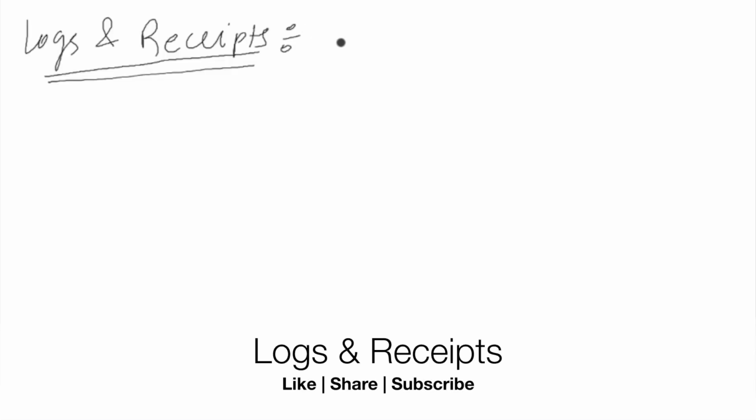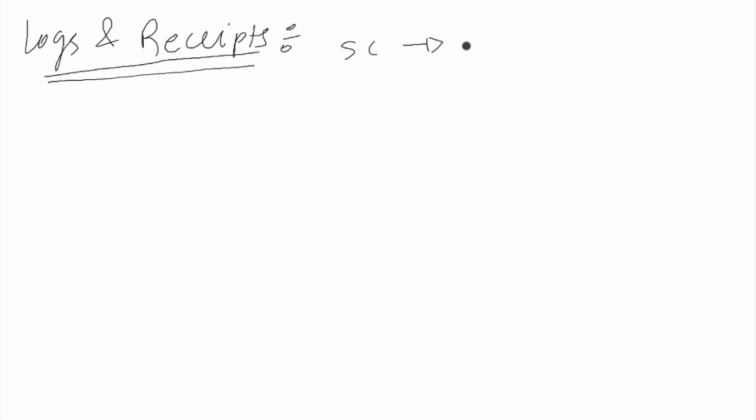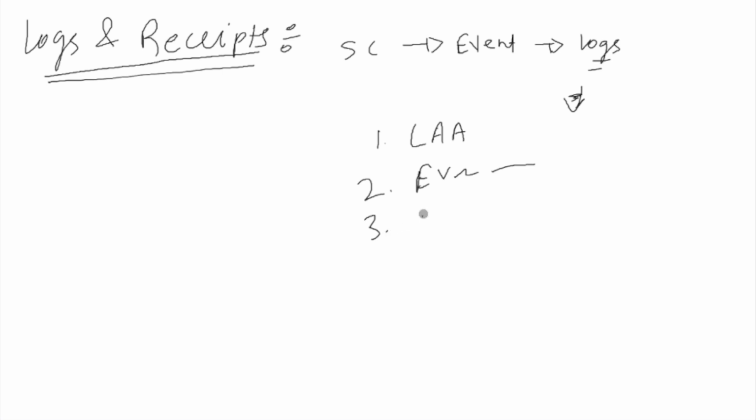So logs and receipts. Remember, whenever we write a smart contract we are going to define events also. Sometimes we need events to listen to them, and these events will log the data. These logs will contain the logger account address, and second, a series of topics representing various events. So it will contain events or a series of events, and it will contain the data associated with that event.